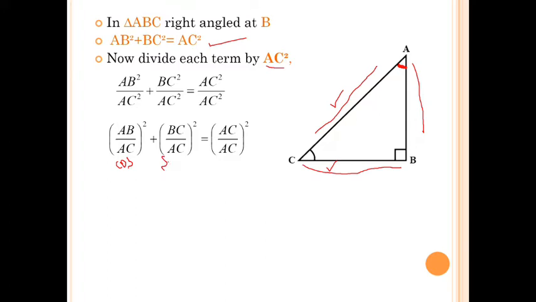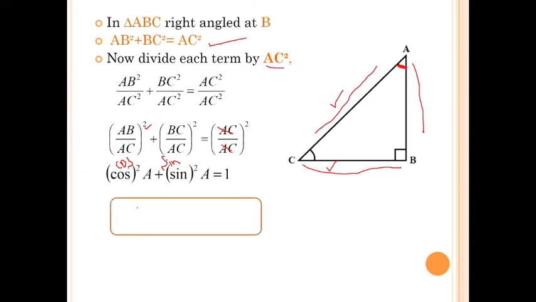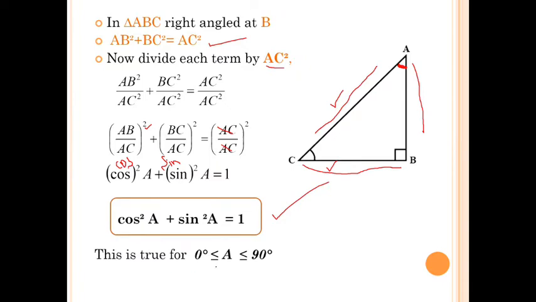Now AC by AC is cut because numerator and denominator are the same. So they are cut. Then what will we get? Cos, and there is a square here. Then cos square A plus sine square A is equal to 1. 1 square is always 1. So we have the first identity, that is cos square A plus sine square A is equal to 1. And this is true for every condition when 0 degree is less than or equal to A, which is less than or equal to 90 degree.